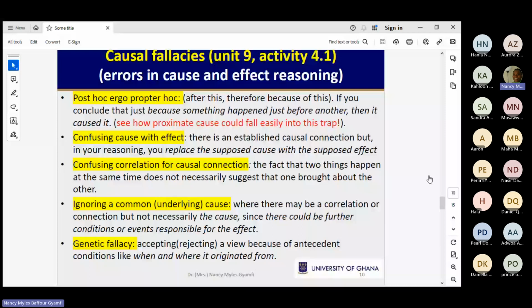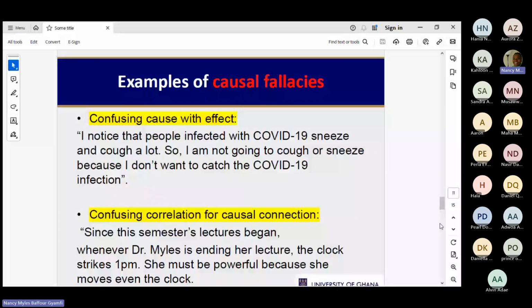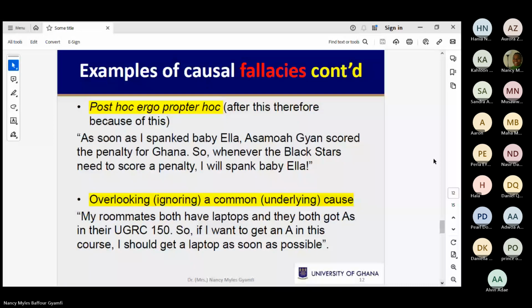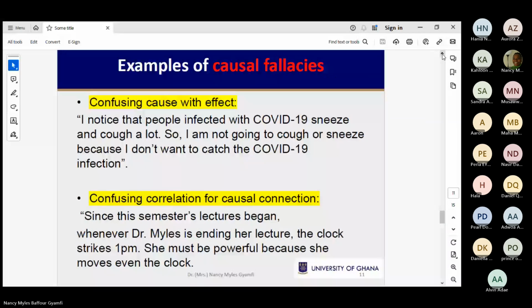So let's read one example of that I put in the slides. Hala can help me with that. Let me project confusing a correlation for causal connection. Please read, Hala. Oh, sorry. Yeah, down there, the second one, please. Can anyone see? Hala, can you see it? Yes, madam. Please go ahead. Okay.